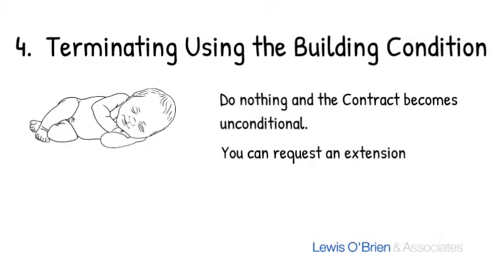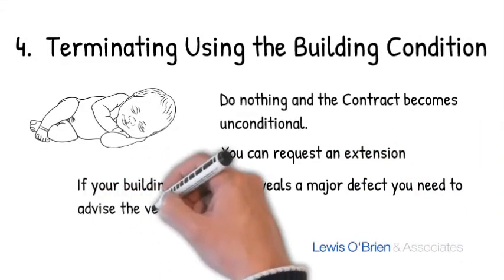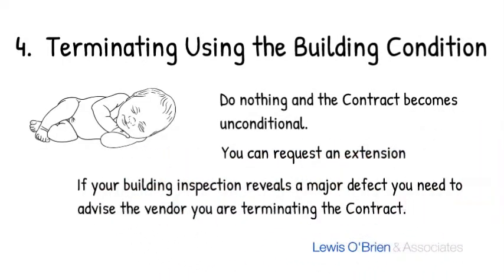If you are terminating the contract, you need to provide written notice to the vendor or the vendor's solicitor and include a copy of the building inspection report that confirms the major structural defect. The other condition to be aware of is that you're not entitled to terminate the contract if you're in default. The most obvious default, of course, is failure to pay the deposit. So you may find yourself in a situation where you are paying the deposit to make sure you're not in default so you can terminate the contract.